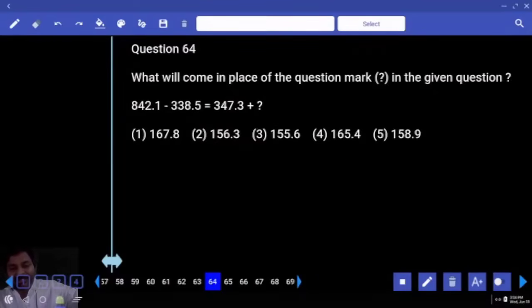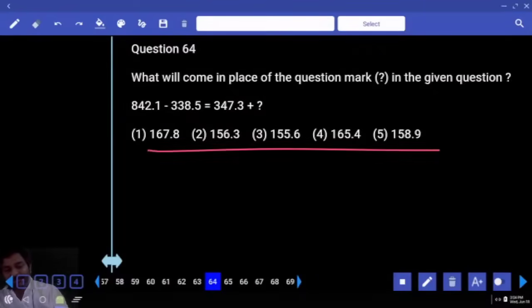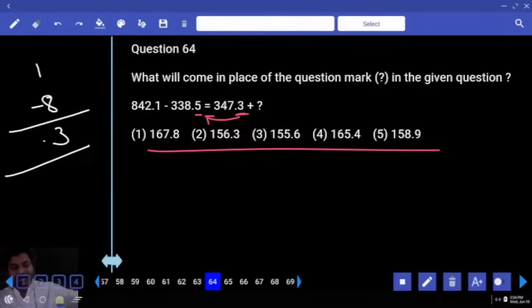Number after decimal is sufficient because all are ending with different numbers. Right? Take 3 to the left hand side. Minus 3. Minus 5. Minus 3. Minus 8. Positive number 1. 1 minus 8 ends with... Answer should end with 0.3. Second option.